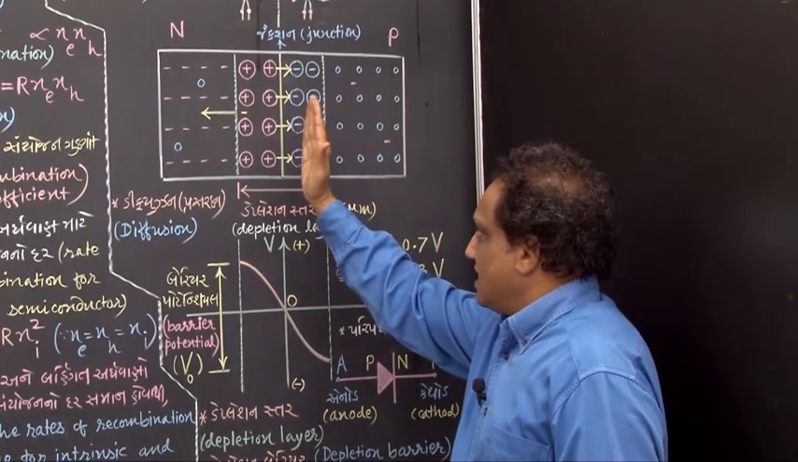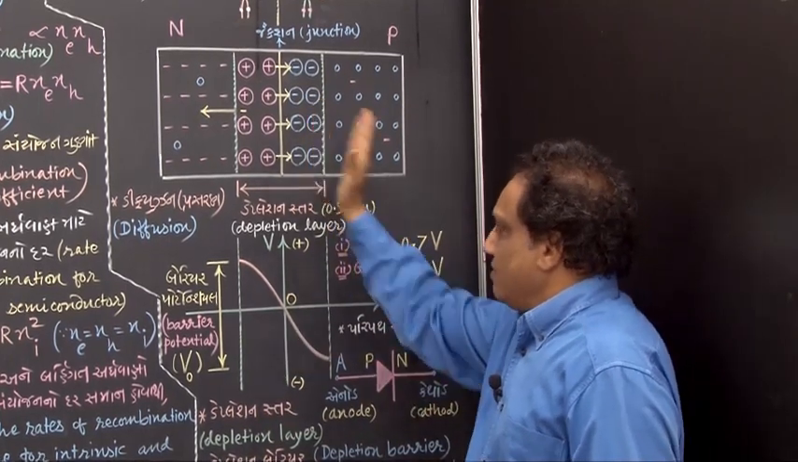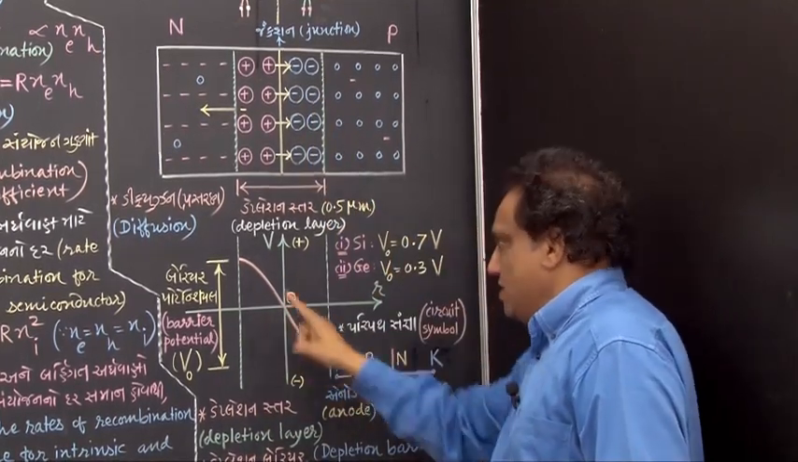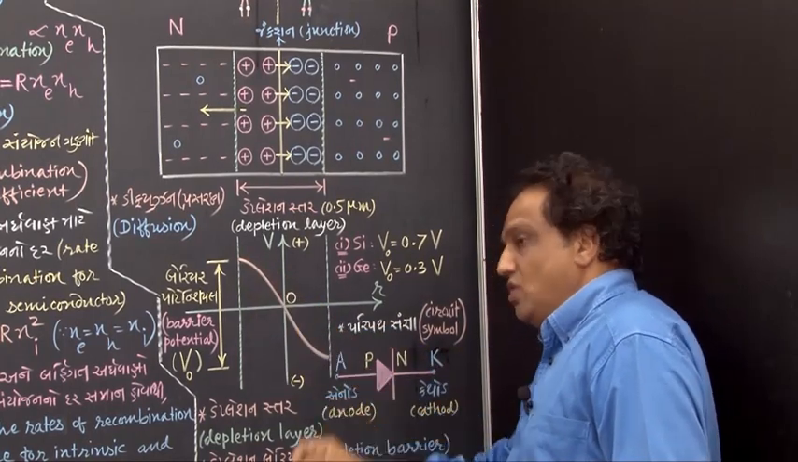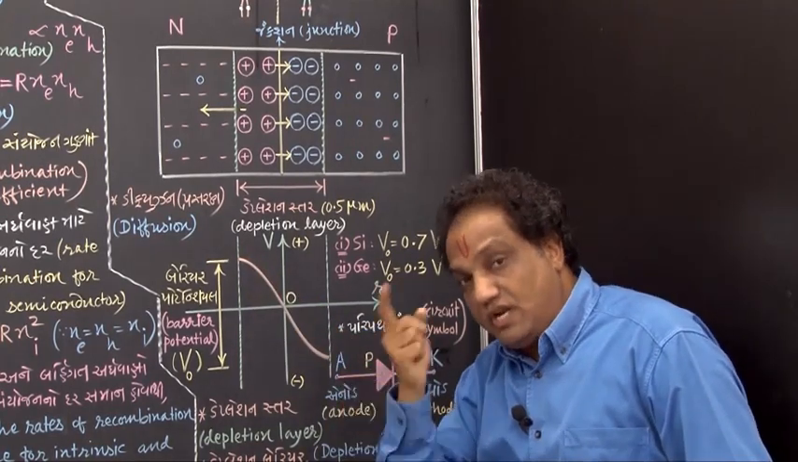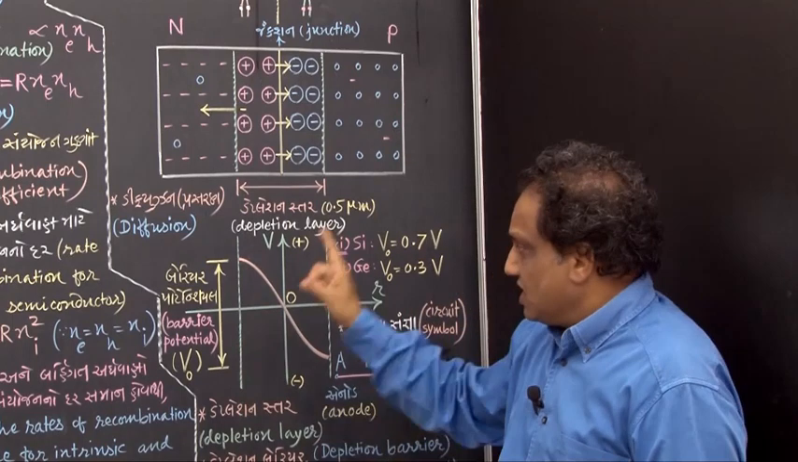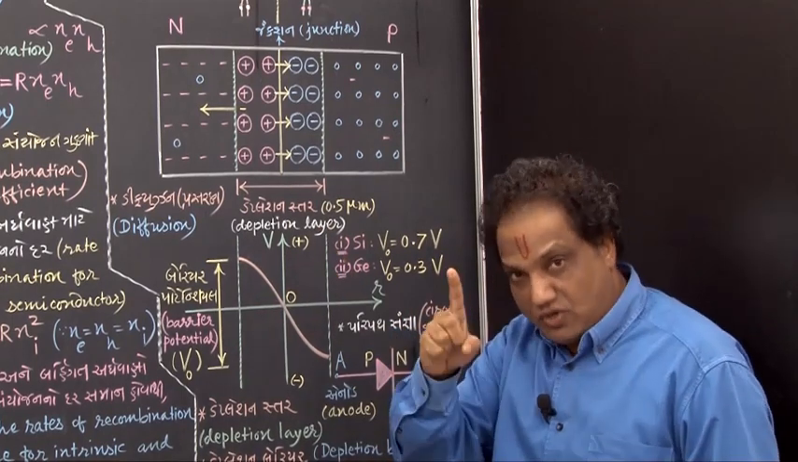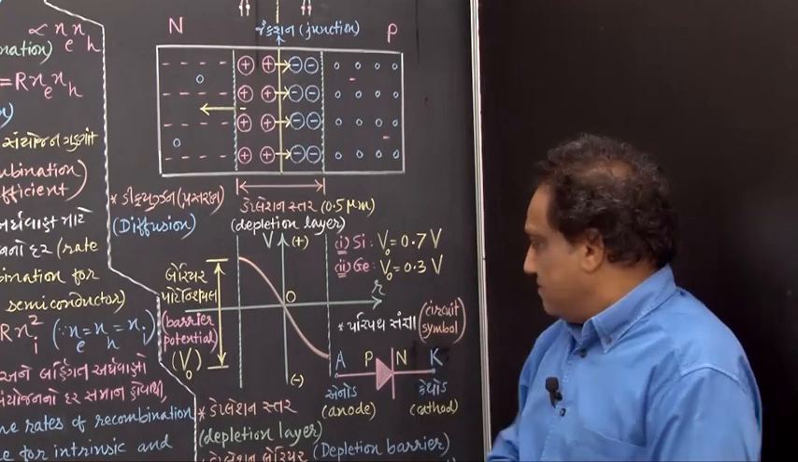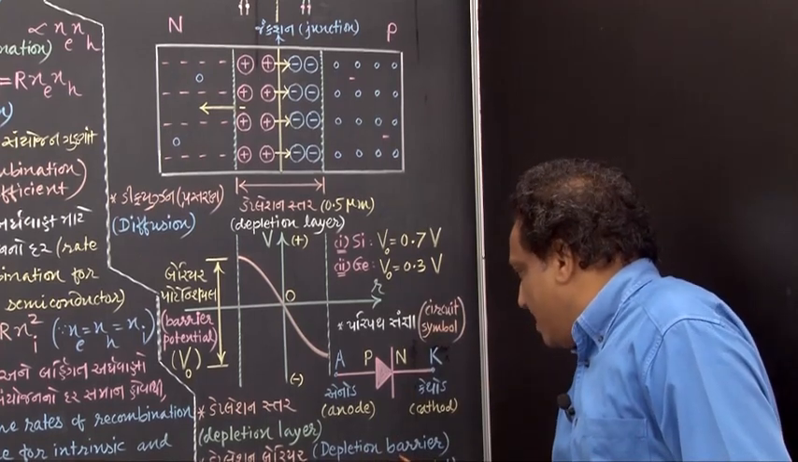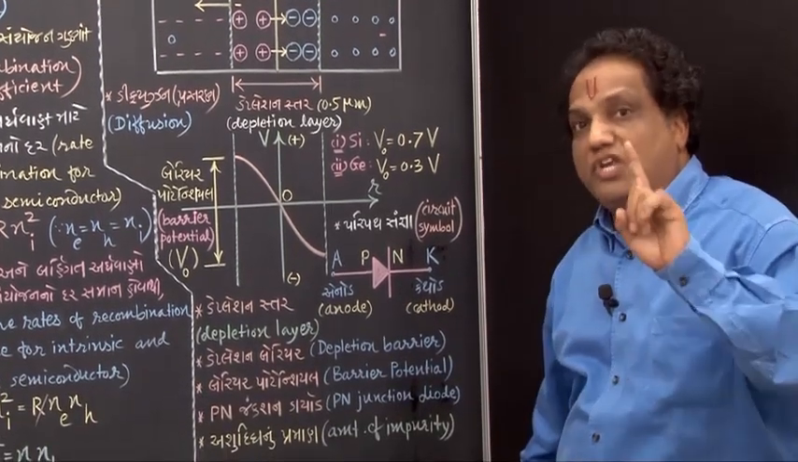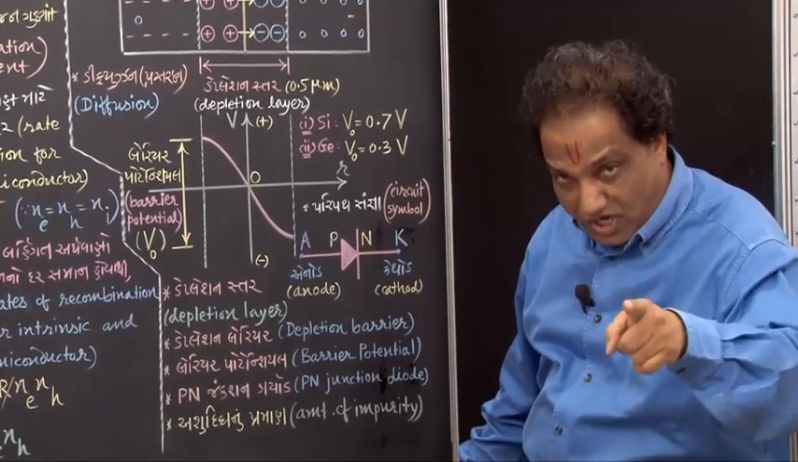As we move toward the right hand side in this region, the potential becomes more and more negative. In short, this graph gives you the distribution of electric potential in the depletion layer. Such a distribution of electric potential is known as the depletion barrier, sometimes called the potential barrier.